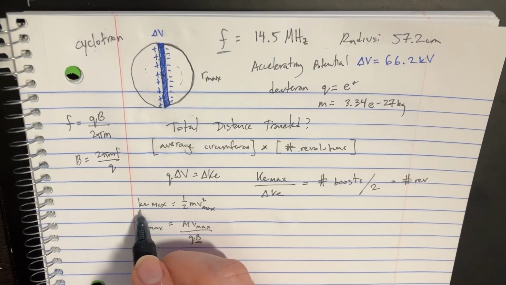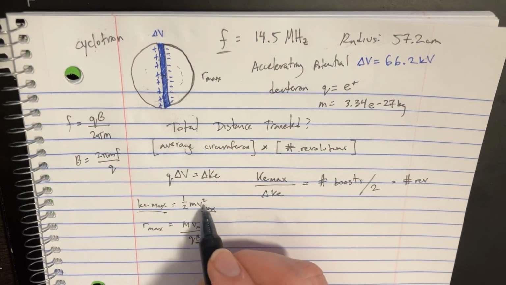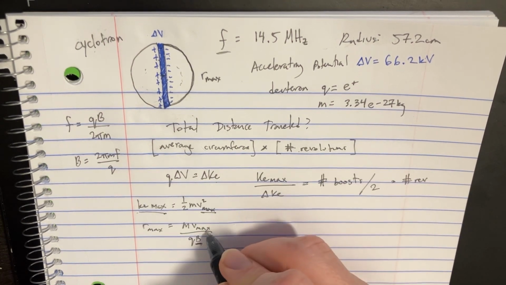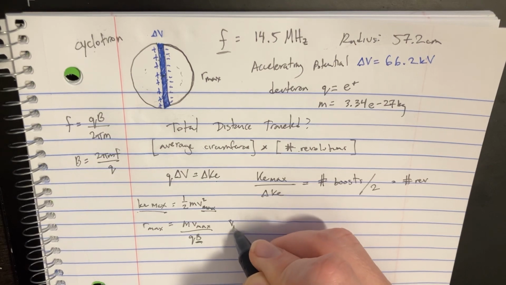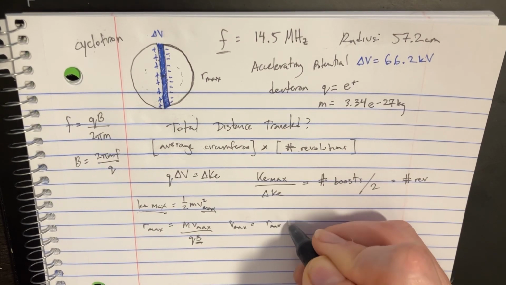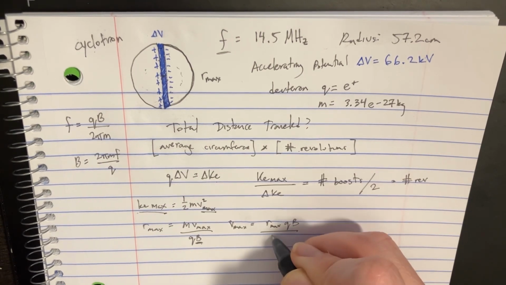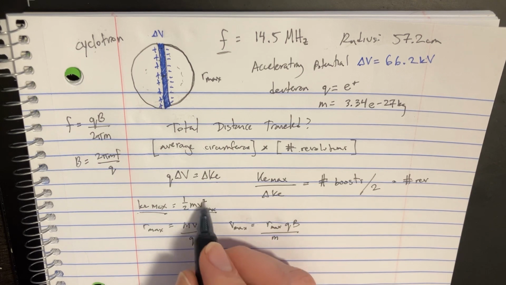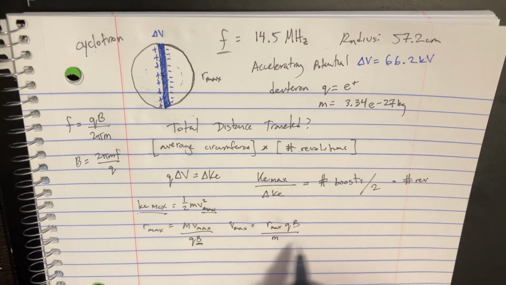Well, since I'm trying to find the KE max, and I need to get this in terms of the V max over here so I can plug some stuff in and figure out these things, let's solve this equation for V max. V max is going to be equal to R max times QB divided by M. And then we're going to want to square that. Okay, so we'll square that.